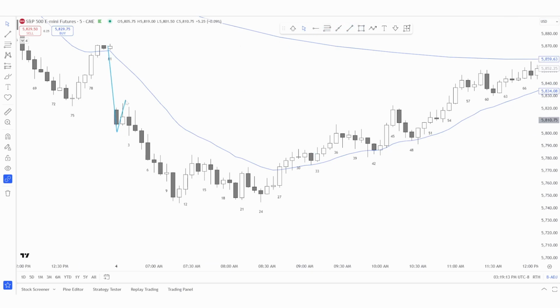Leg 1, pull back, leg 2, pull back, leg 3. 1, 2, 3, 4, 5, 6. 6 bear bars in a row, trying to get a second leg lower.